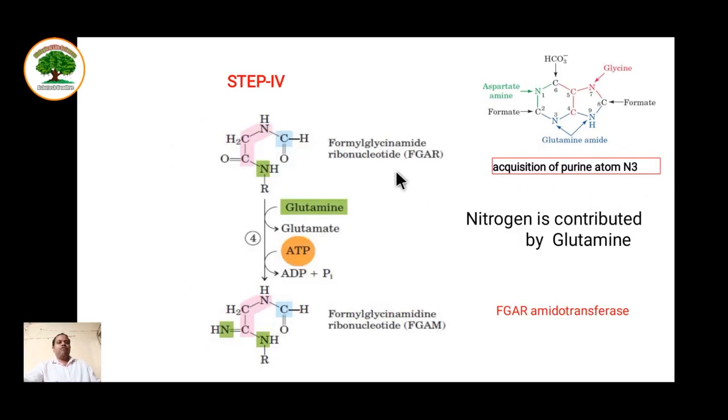This FGAR from the previous step is added with glutamine. The enzyme catalyzing this is FGAR amidotransferase, and glutamine is converted into glutamate in the presence of ATP. You can see here there is an attachment of an amine group or amide group at this carbon position, which is absent in the previous step. Now this forms FGAM, that is formylglycinamidine ribonucleotide. Let's go to the next step.